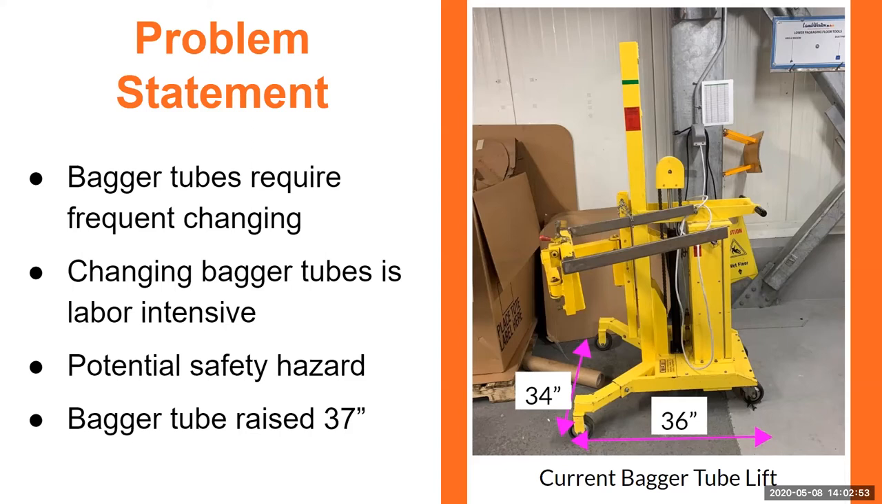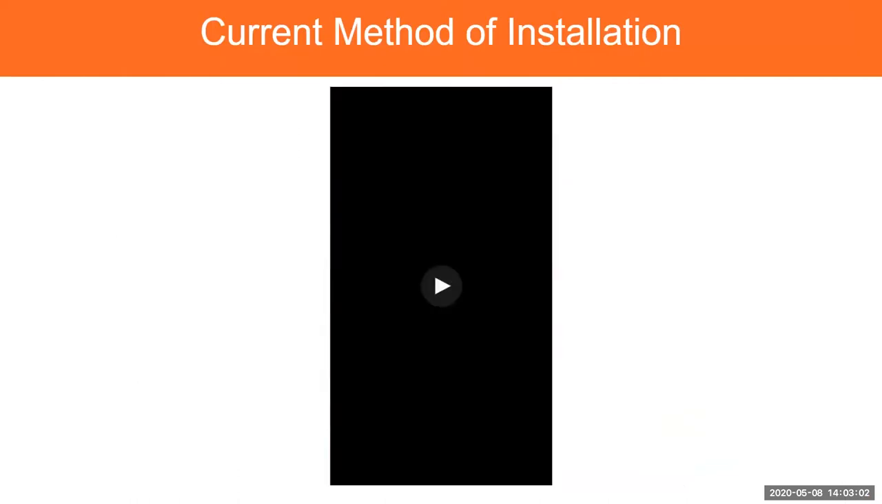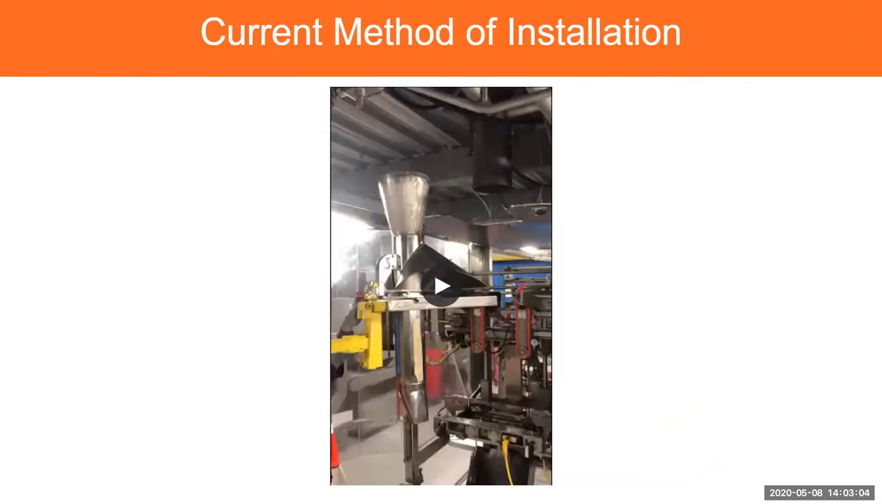It's basically semi-manual, where the operator still has to push the tube into position. Here's a short video of that machine. This is their current method. This machine they're using is really cumbersome to position, so most employees choose not even to use it.